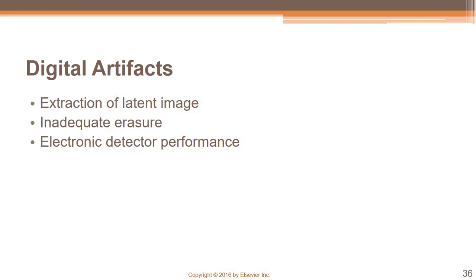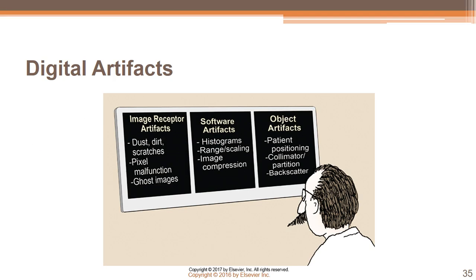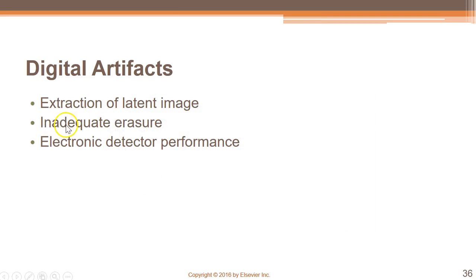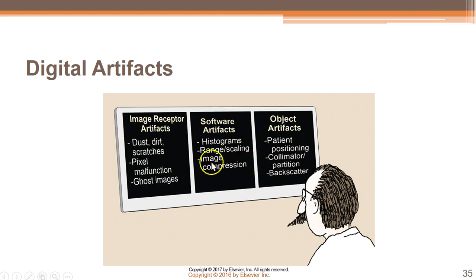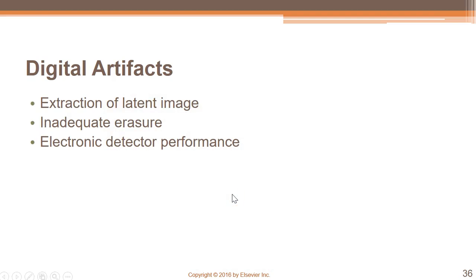So from our textbook, we have just digital artifacts, and the ones that they really talk about are digital image artifacts that can be a result of errors during extraction of the latent image, and that makes sense. I mean, let's go back here. So when it has to do with the receptor artifacts, any of those can be part of it. Inadequate erasure, and that's probably a software artifact. And then inadequate CR imaging plate and performance of the electronic detectors. So all of those are the ones that we're classifying as digital artifacts.